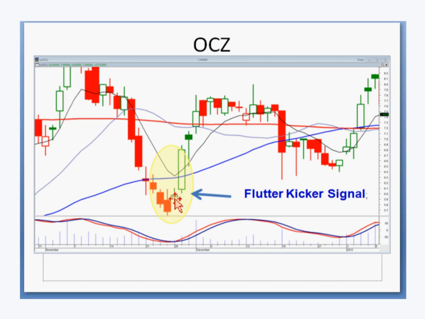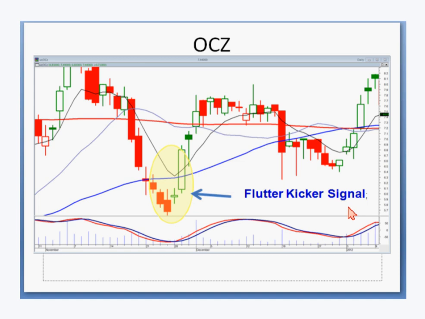A flutter kicker signal is what we teach people. You have a down day. The next day they gap it up and do a doji. Not very indicative of anything, other than the fact we already know they gapped it up above the previous day's open. And we know the simple rule of a doji. If they open it positive, they're going to move in the direction of how they open after a doji. So we're buying immediately because they're probably going to move positive and create a flutter kicker signal.